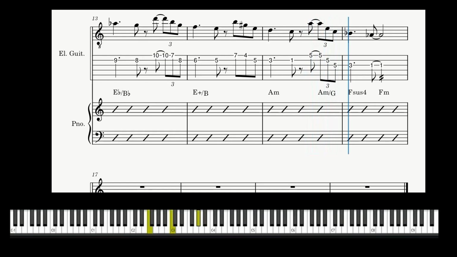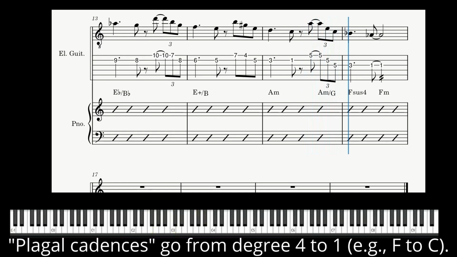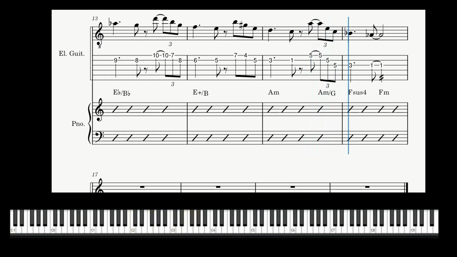The F minor here can serve as sort of a plagal cadence to C, which is exactly where we're going. Let's put the melody in with that. I'll go back to the A flat.